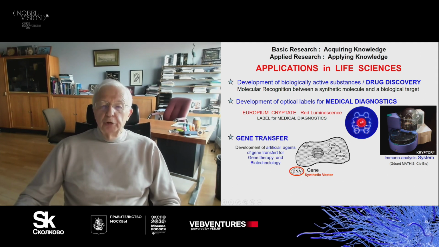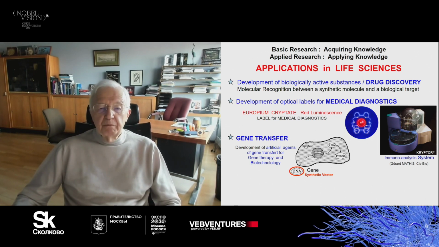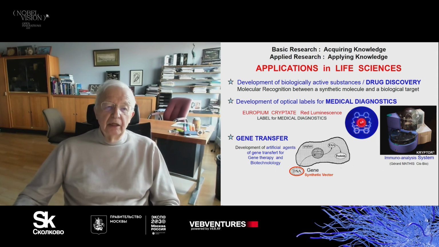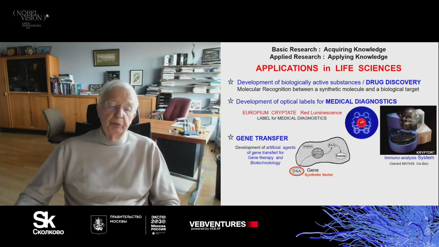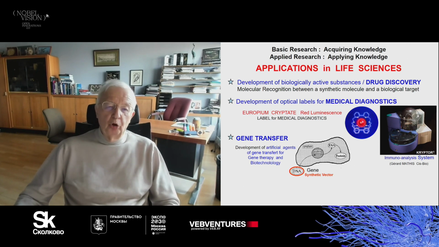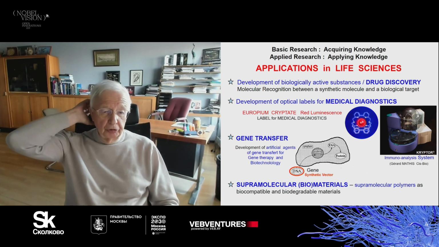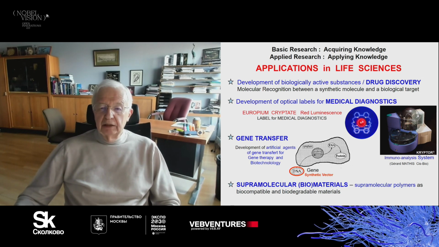Gene transfer can also be operated, which means one can take a gene, a piece of DNA, and introduce it into a cell so that the cell produces a product, a protein, and this is called genetic modifications. And I think we need these modifications. Genetically modified organisms are very important. And finally, I would like to show also some biomaterials which have been made in the field of supramolecular polymers.